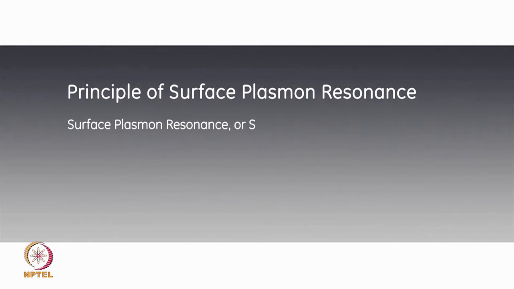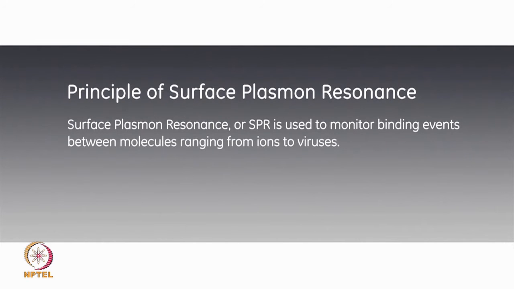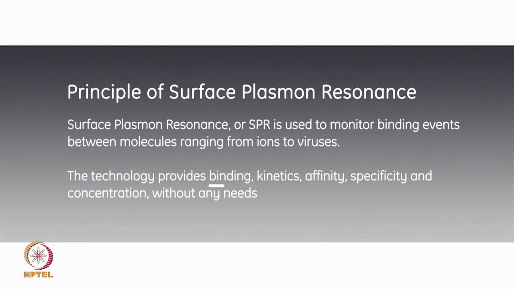Surface plasmon resonance, or SPR, is used to monitor binding events between molecules ranging from ions to viruses. This technique allows you to observe binding and measure kinetics, affinity, specificity, and concentration without any need for labels.